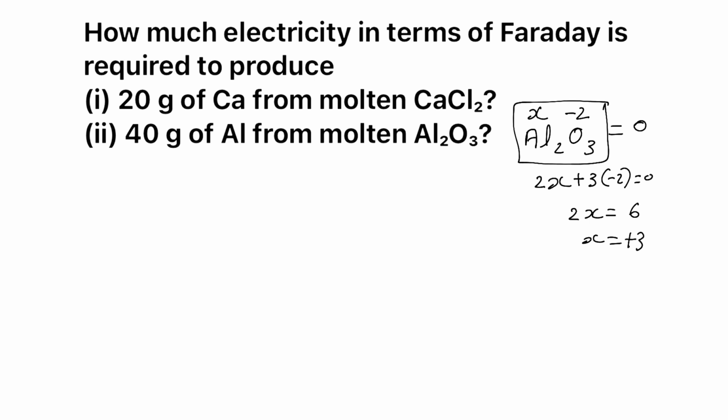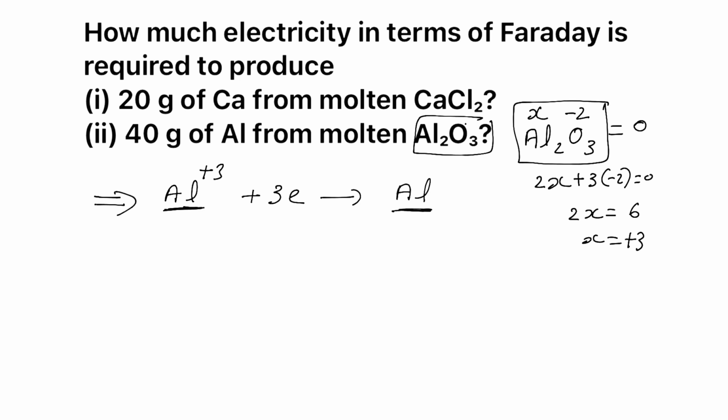Clear? So Al₂O₃ means the ionic form is Al3+. And what are you getting? You are getting aluminium. So what is the change of the charge? From +3 to 0. So you have to add how many electrons? Of course, 3 electrons, right? On the basis of mole, we can explain the stoichiometry of this chemical equation. 1 mole of Al3+ is there, 3 moles of electron combine, and you are getting 1 mole of aluminium, right?